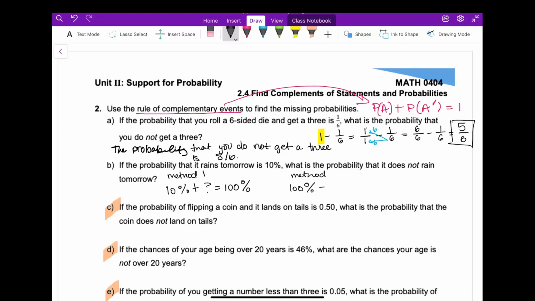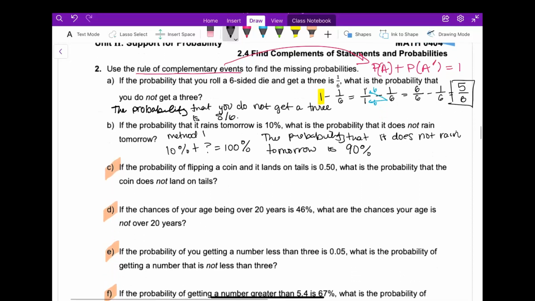Or method 2 would be 100% minus the 10% is equal to what? Again, I find method 2 easier, but let's just kind of guess. 10 plus something is 100, so 10 plus 90. That it does not rain tomorrow is 90%. Again, I emphasize that I love method 2, but sometimes it's easy to go with method 1. Go ahead and try C through G.